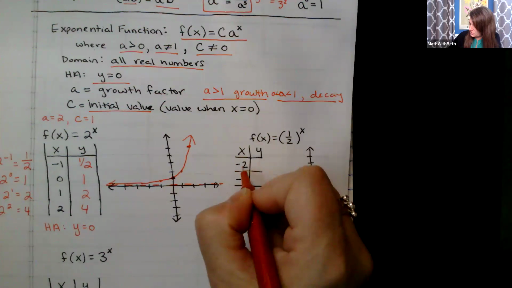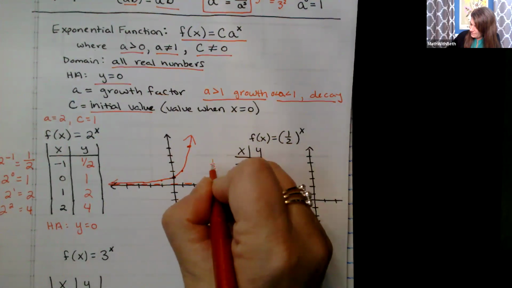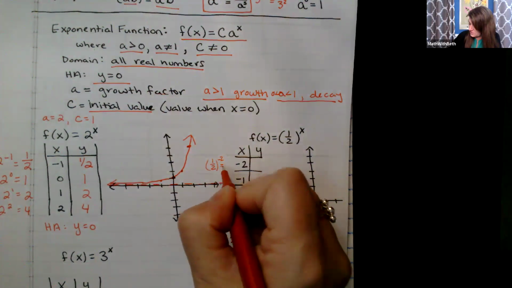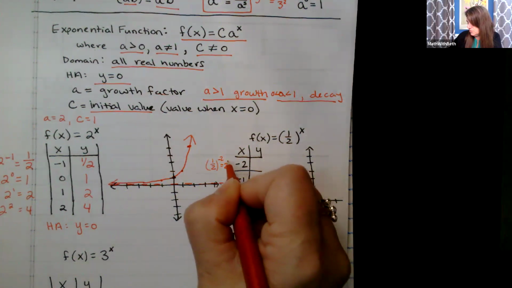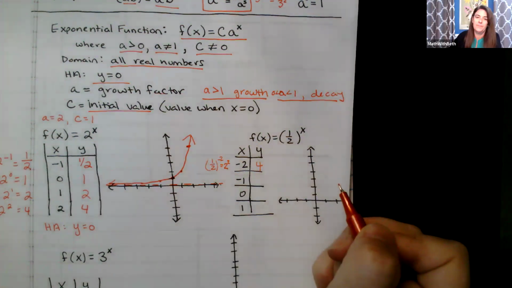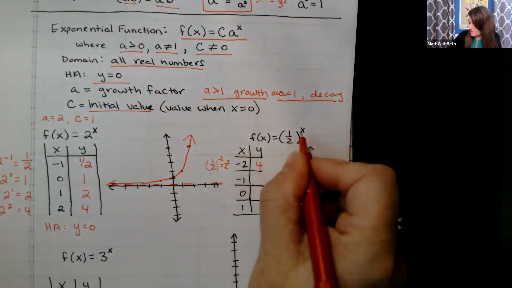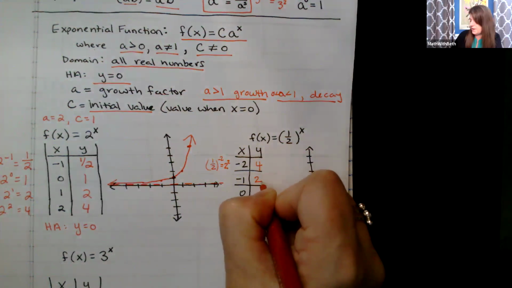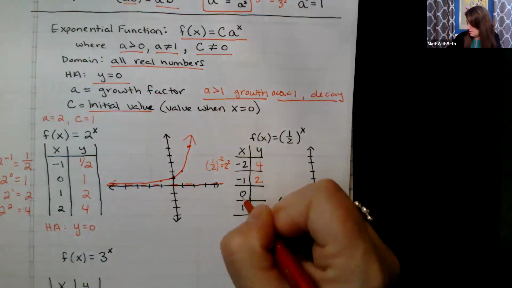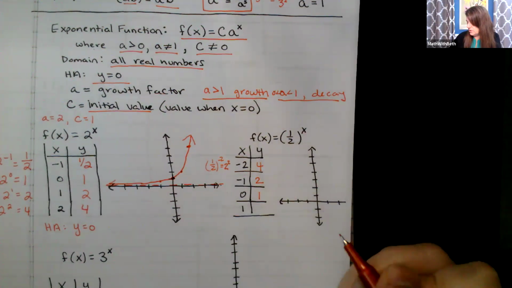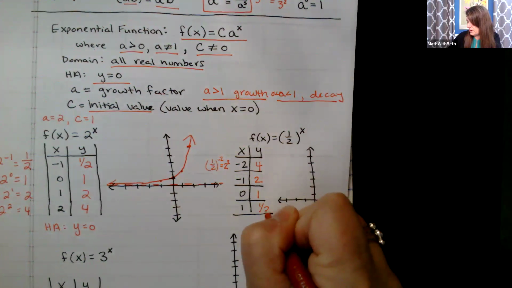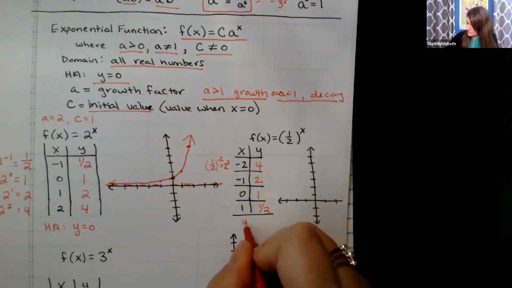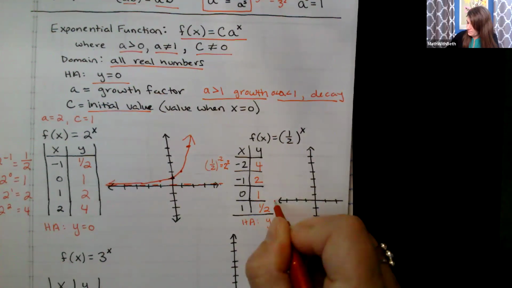So if we plug in -2, remember 1/2 to the -2 is really going to flip this. And so it'll become 2/1 or just 2 to the second, which is 4. If I plug in a -1, same thing. It's just going to flip it to 2/1 to the first power. So that's just 2. If I plug in 0, anything to the 0 is 1. And if I plug in 1, I would get 1/2. Again, though, nothing's being added or subtracted, so I do still have a horizontal asymptote at y equals 0.